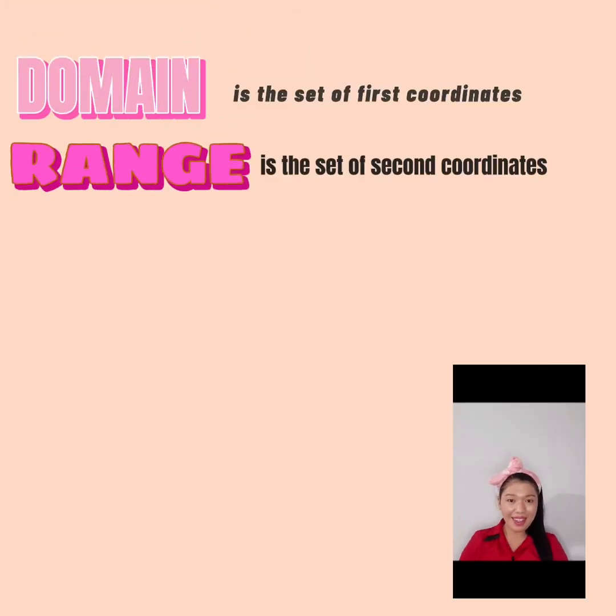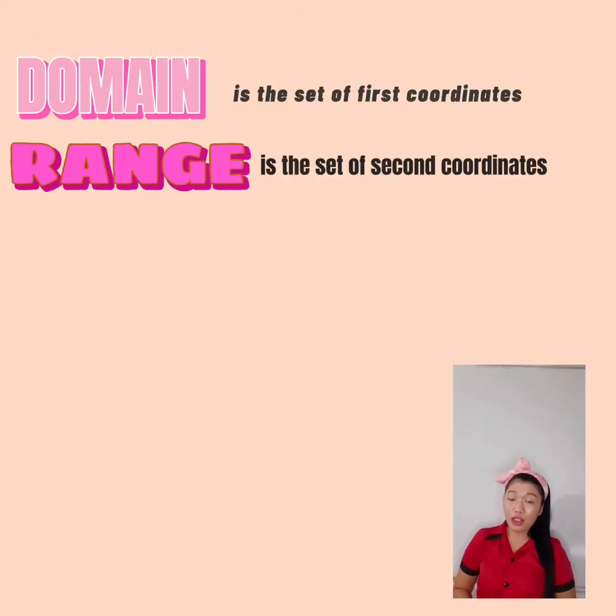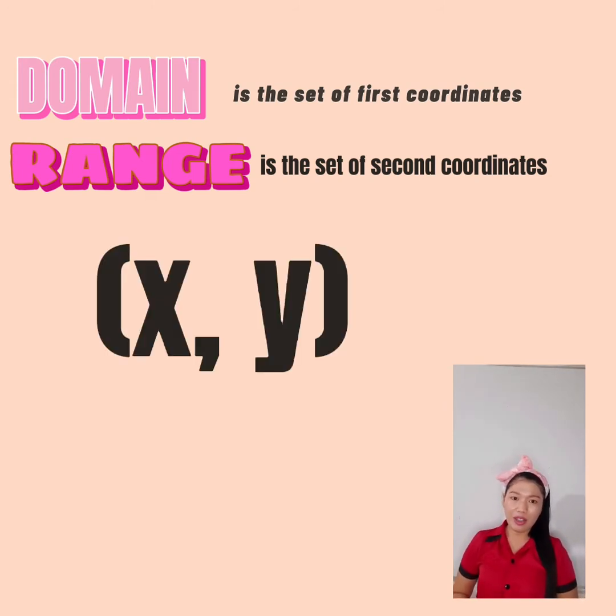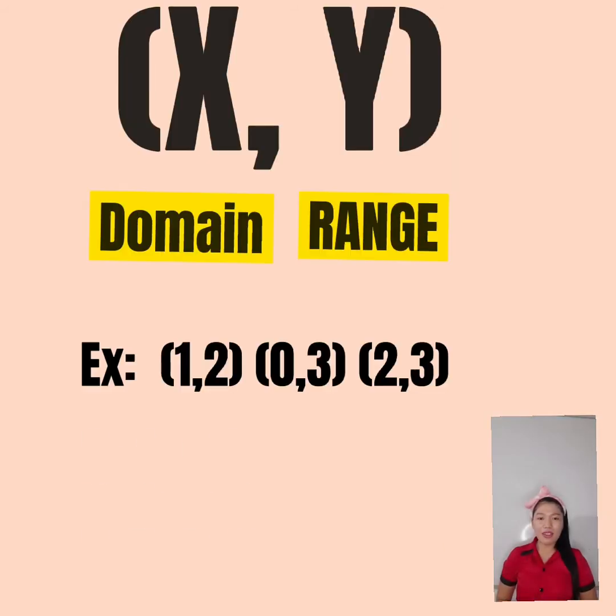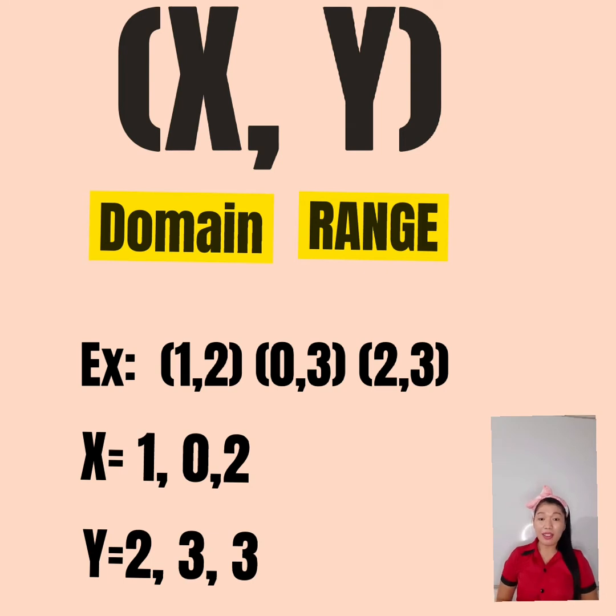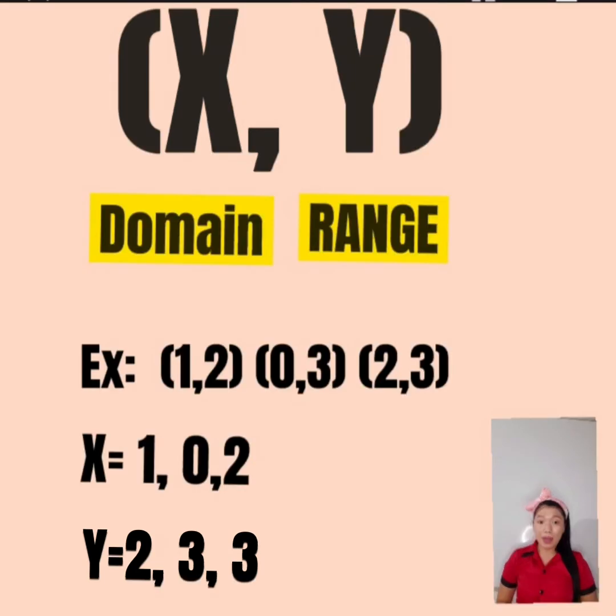When we say domain, that is the set or the first set of the coordinates, or our first element. When we say range, that is the set of second coordinates or the second element. In the coordinates x and y, the domain is x and the range is y. As you can see, our domain is our x coordinate, which are 1, 0, and 2, and our range is our y coordinate, which are 2, 3, and 3.